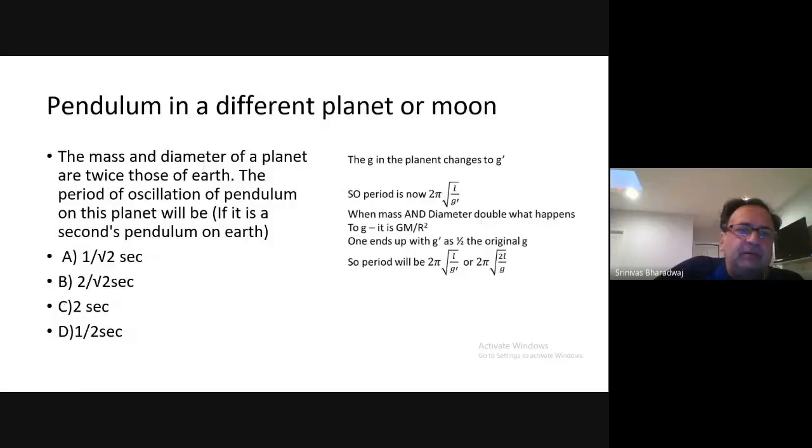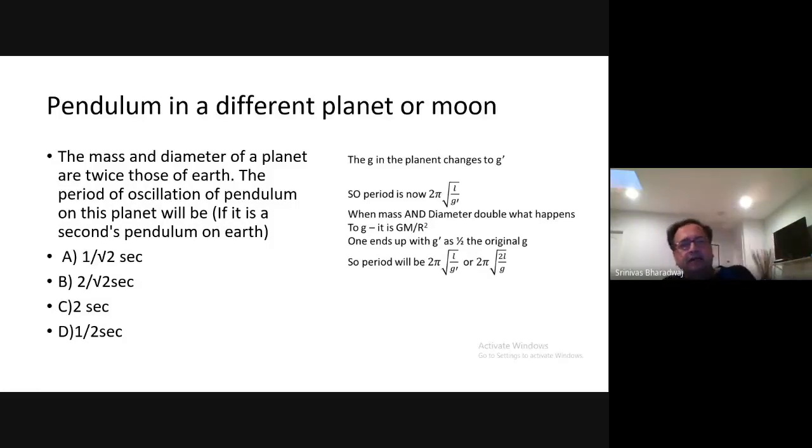Now, this problem is, they are talking about a change in the g, 2 pi times root of L by g, right? If you go into a different planet, you will have a different g, right? So now, the mass and diameter of a planet are twice those of Earth, right? Remember, this little g is equal to capital G M by r square, right? So now, if the mass is 2x and the r is also 2x, right? So what will you end up with? We'll end up with g being half g in the new planet, right?